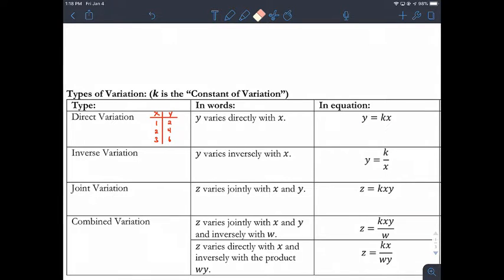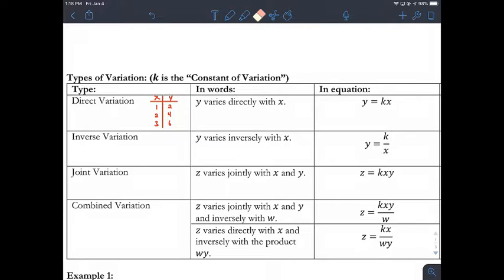Let's move on to inverse variation. Inverse variation is the exact opposite. So as y is increasing, x is decreasing. Table-wise, it's going to look similar to what I just showed you, except that as x is increasing, y is going to decrease. So 1, 2, 3, you might have 6, 4, 2.